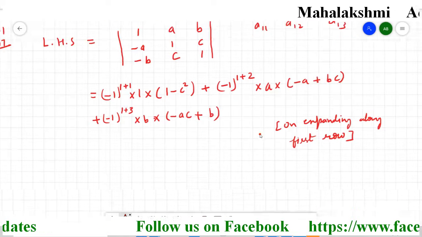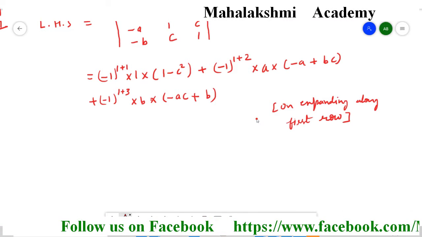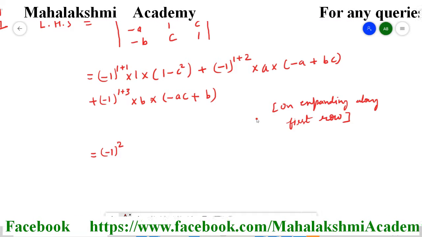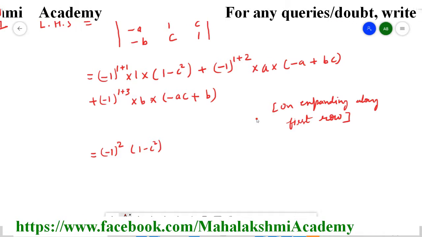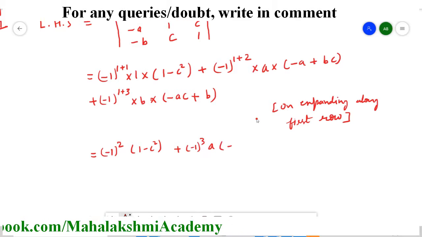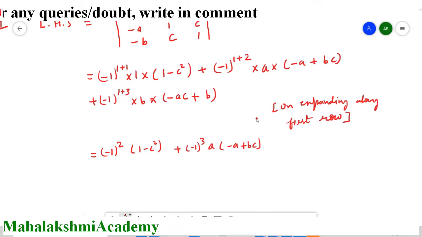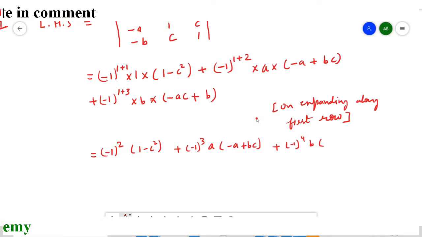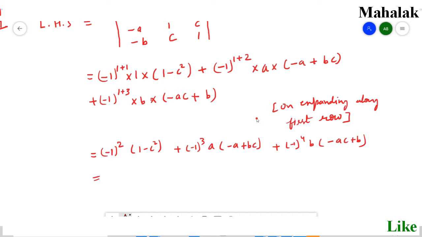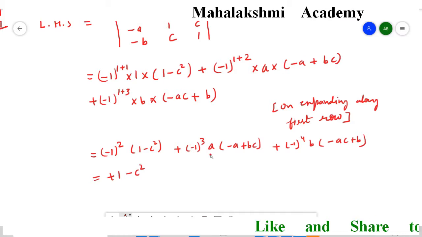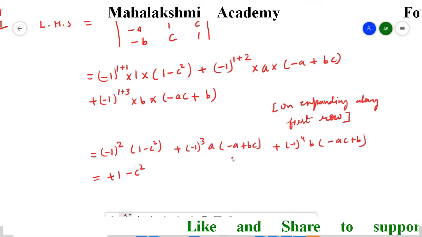Now we'll solve this. So when we solve it, we'll get here minus 1 power 2 and then bracket 1 minus c square, plus minus 1 power 3, then a bracket minus a plus bc, then plus minus 1 power 4 b multiplied by minus ac plus b. So we'll solve this. It's going to be positive 1 minus c square. Now here it's going to be negative. So by minus, it's going to be minus a. So by minus a, just open it.